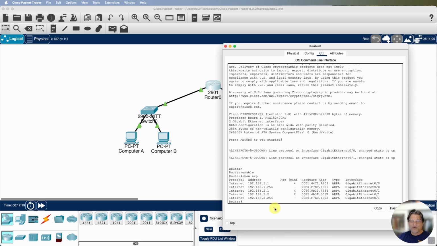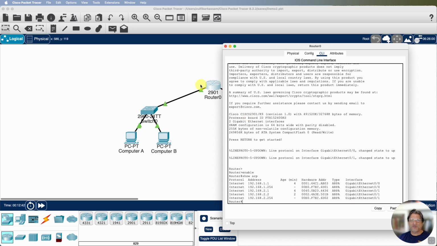entries, or quite a few ARP entries in here, because now it needs to understand that, hey, this is computer A, so I need to know computer A's MAC address. It needs to know its own MAC address, 1.254, and 2.254 is its own address on the other side. So it has learned that. It knows which interface this is sitting on, which is great, right?